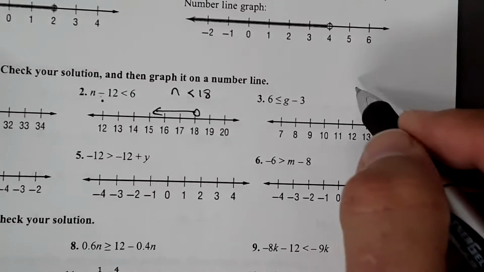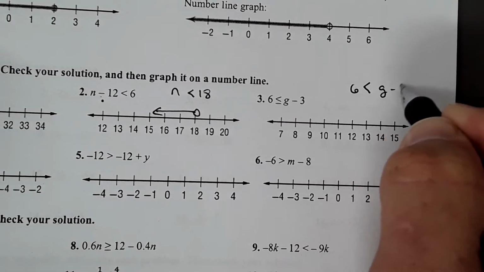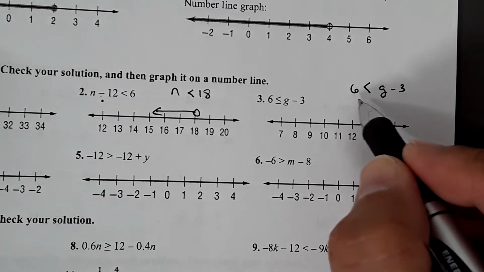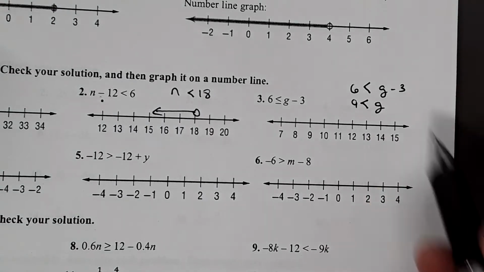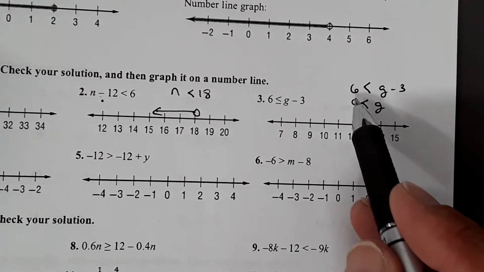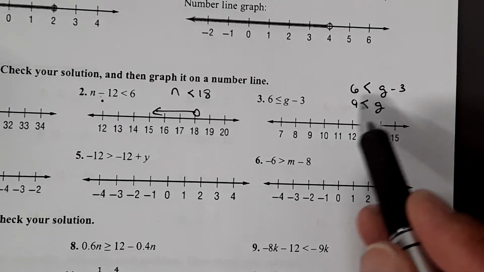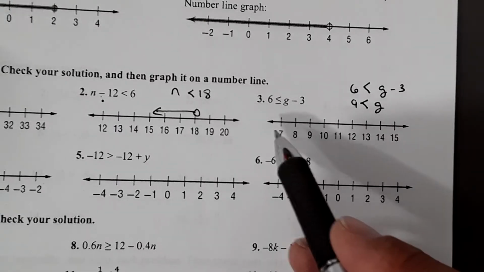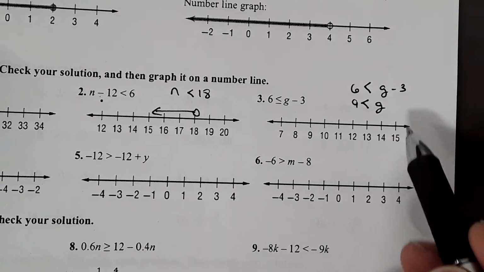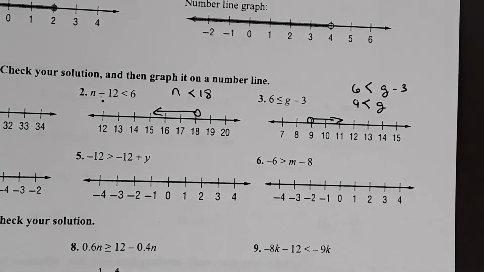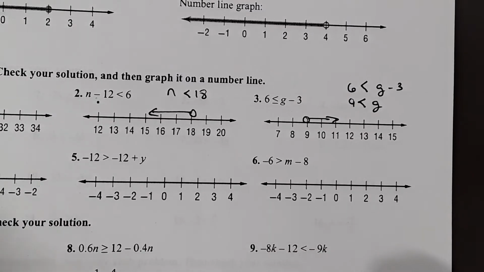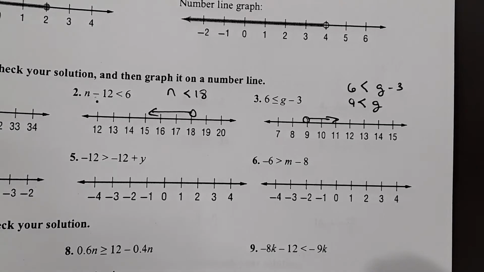Let's look at 3. 6 is less than g minus 3. I would add 3 to both sides, and that would give me 9 is less than g. Add 3, make that go away, add 3 here. This one's written backwards, so the arrow's not going to go to the left. This says g is greater than 9, so my arrow would go that way. Okay. All right. So one step inequalities, you just do the opposite of the operation that's happening.